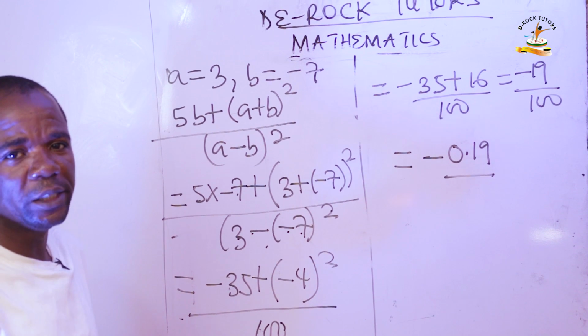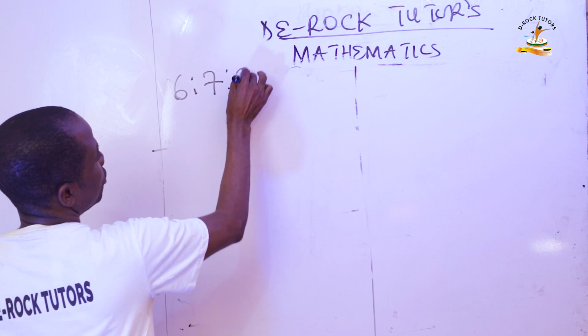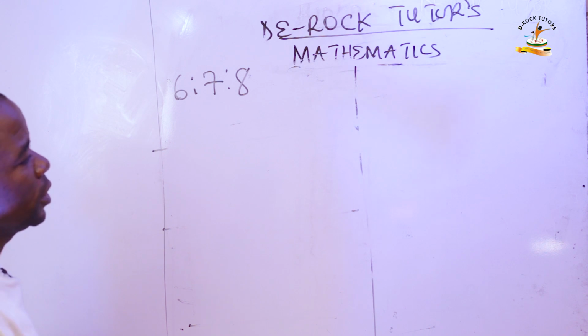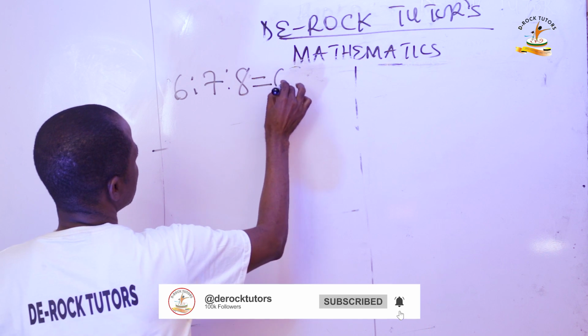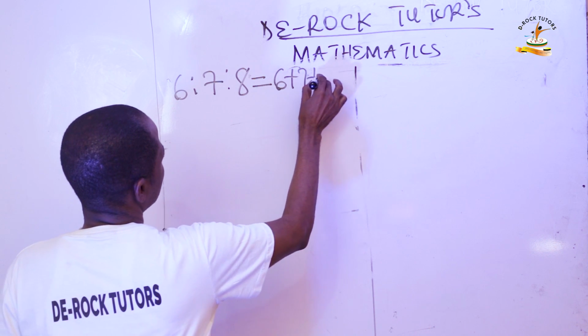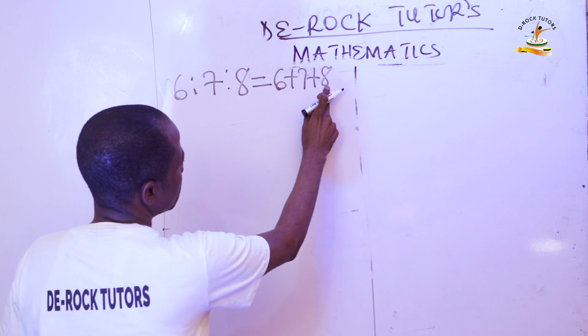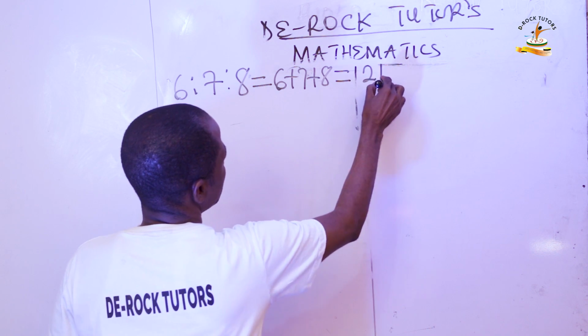Let's go to number 11. Number 11 says 3 boys shared 10,500 in the ratio 6, 7, 8. We are expected to find the largest share. First things first, we are supposed to add these together. That's 6 plus 7 plus 8. So 7 plus 8 is 15. 15 plus 6 gives us 21.